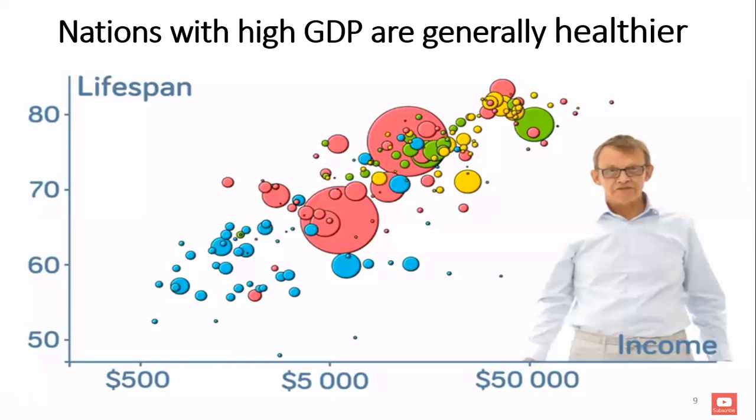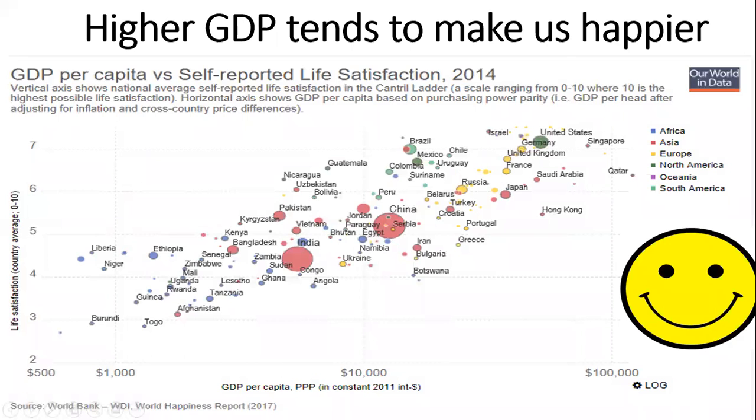GDP, so high GDP correlates with high levels of lifespan. Not only are you healthier if you live in a rich country, you also tend to be happier. So again, on the horizontal axis here, we've got GDP per person from $500 to $1,000, $10,000, up to $100,000 per person. And on the vertical axis, or the y-axis, we've got life satisfaction from a 0 to 10 scale.